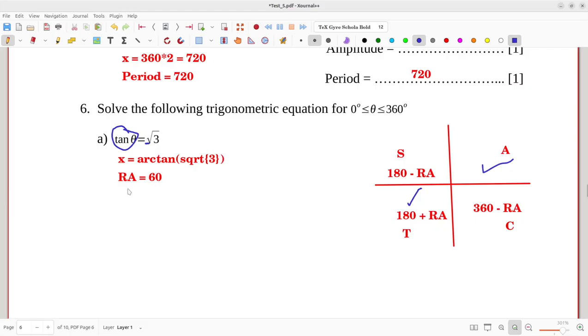So our x is going to be the first quadrant. You just write it as is, or x is equal to third quadrant, 180 plus 60, that's 240 degrees. And those are your solutions. Get your 2 marks.